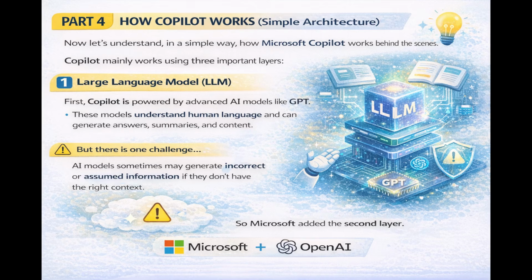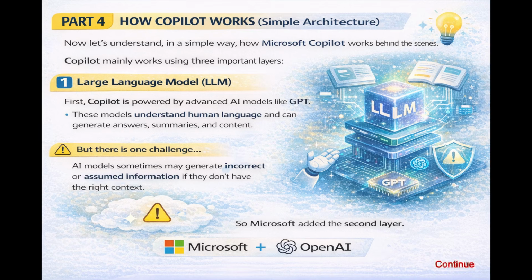Copilot mainly works using three important layers. The first layer is the large language model, LLM. First, Copilot is powered by advanced AI models like GPT. These models understand human language and can generate answers, summaries, and content. But there is one challenge. AI models sometimes may generate incorrect or assumed information if they don't have the right context.